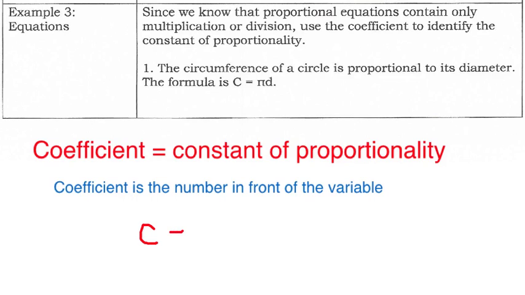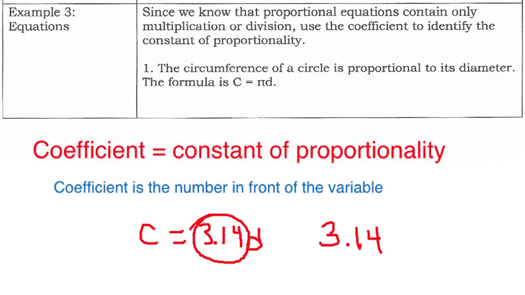Well, if you remember, circumference is about 3.14 times diameter. So what's our coefficient here? Our coefficient is 3.14, so that is our constant of proportionality. You could say 3.14 or 3.14 over 1. So our coefficient is always our constant of proportionality. So whenever you're looking at an equation, look at the coefficient, and that's your constant of proportionality.